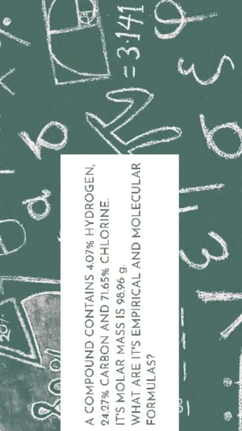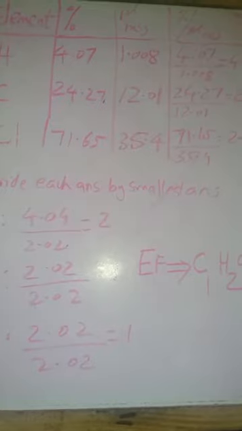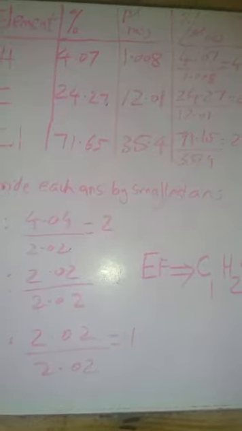Let us solve a problem, and thus I will tell you how to calculate the empirical formula and molecular formula. So if you read this problem, a compound contains 4.07% of hydrogen, 24.27% of carbon and 71.65% of chlorine. If the molar mass is 98.96, what is the empirical and molecular formula? So these are the different steps for calculation, first of the empirical formula.